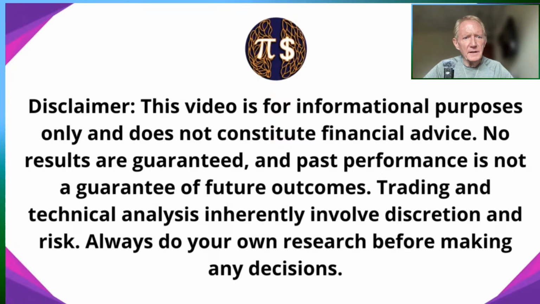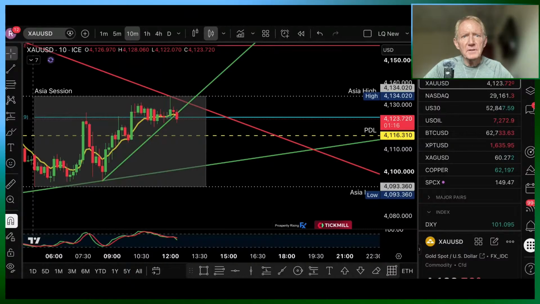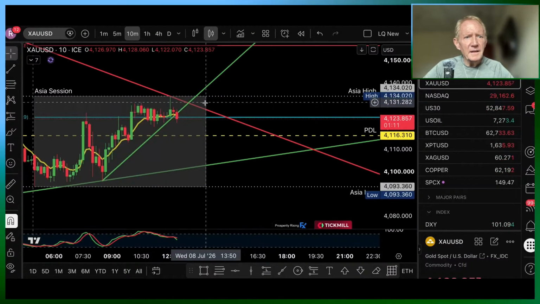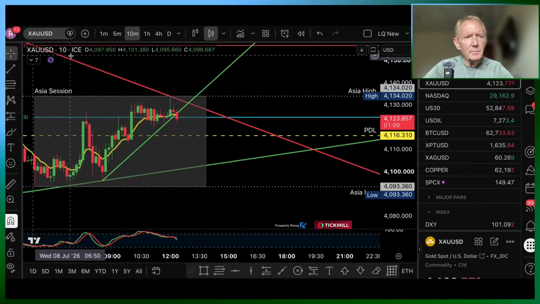So let's have a look at the actual chart that I use. This is my trading chart on Tradingview. And we're looking at gold on the 10-minute time frame.